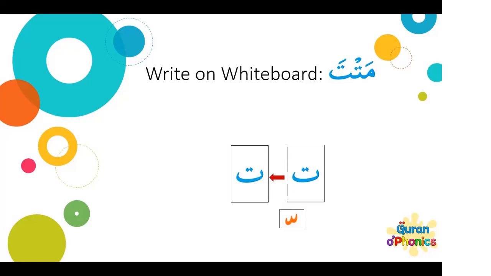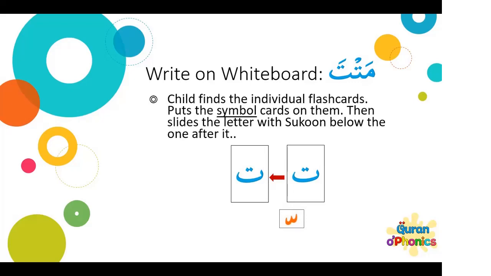So in the video, we've already shown them how when there's 2 alphabets and the first one has a sukoon and the second one has a haraka, you combine it and write one alphabet with a shadda and a haraka on top. So again, the child does this. They find 2 alphabets, they slide one under the other, and they add the shadda card and a haraka as well.